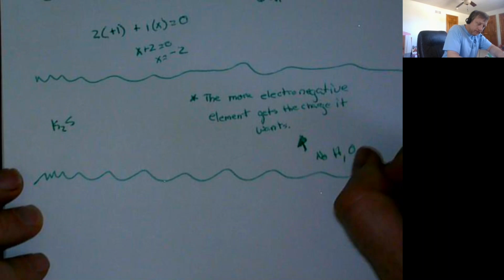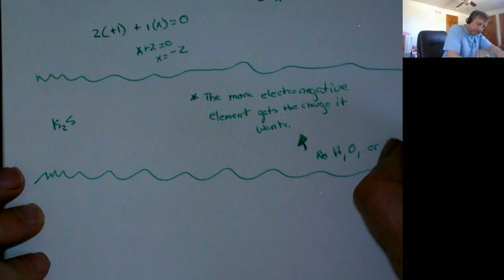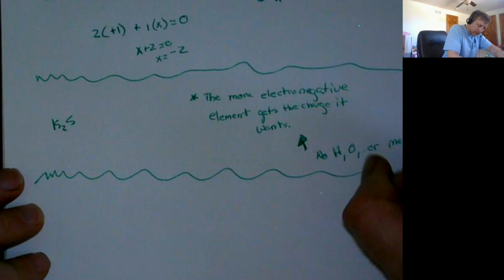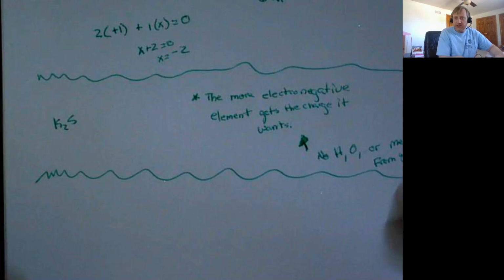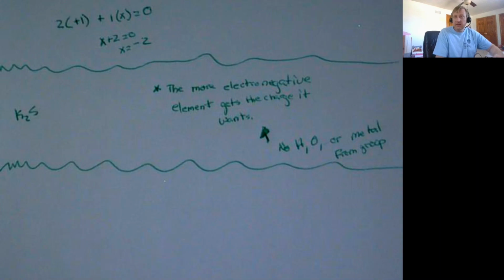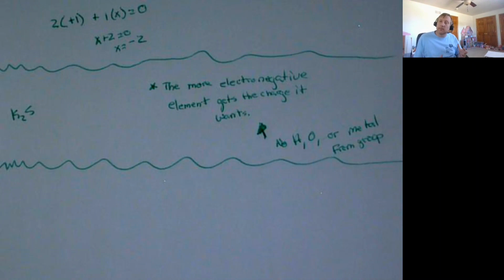H or O, or metal from group 1 or 2. Or aluminum. Aluminum has that known +3 charge. The same thing, all those things that we talked about when we were in chemical nomenclature with the Roman numerals, those still apply here. Like cadmium will always be a +2, zinc will always be a +2, silver will always be a +1.